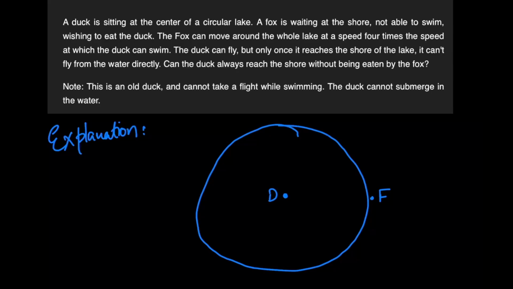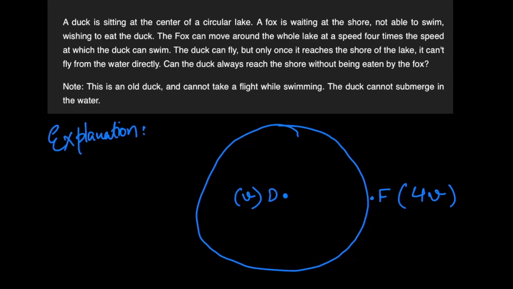The fox can move around the whole lake at a speed of 4 times the speed at which the duck can swim. So just to assign a few values, let's say the fox can go at a speed of 4v and the duck can go at a speed of v. The duck can fly, but only once it reaches the shore of the lake. It can't fly from the water directly. Can the duck always reach the shore without being eaten by the fox? And if it reaches the shore without being eaten by the fox, it can hence simply fly away instantly.